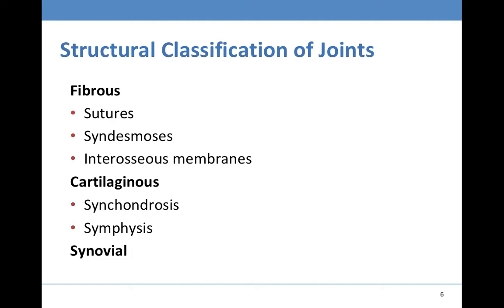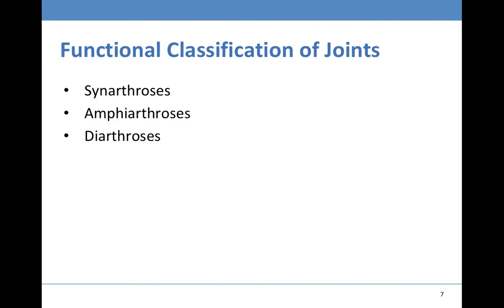So as I mentioned, here are the structural classifications of joints that we have. Fibrous joints, cartilaginous joints, synovial joints, and then I've also listed the types of fibrous and cartilaginous joints there. And we'll go through these in more detail, but this is just so that you can see kind of an outline. And here are the functional classifications of the joints.